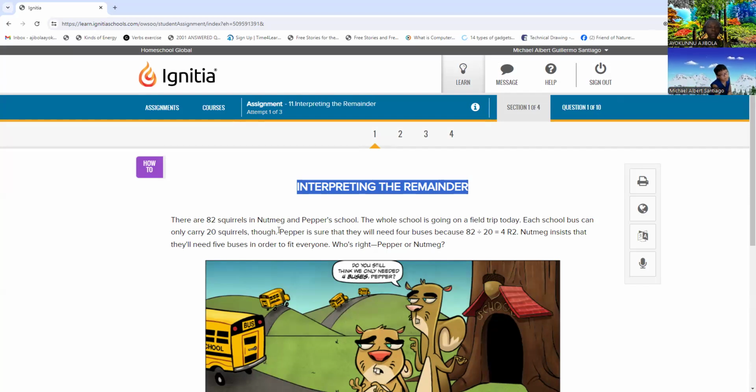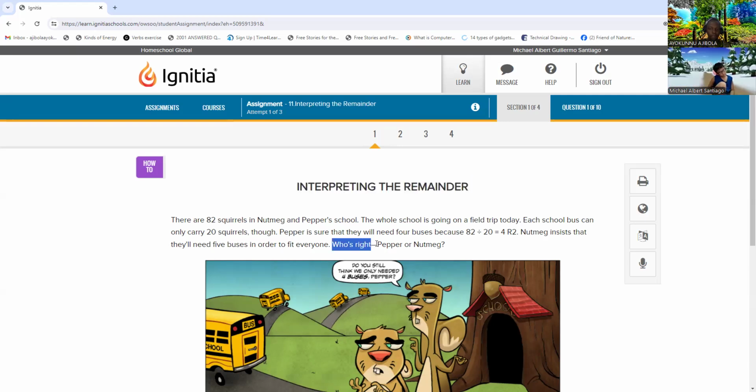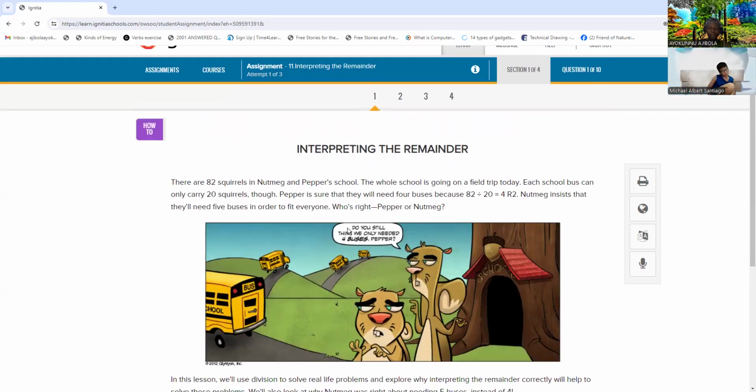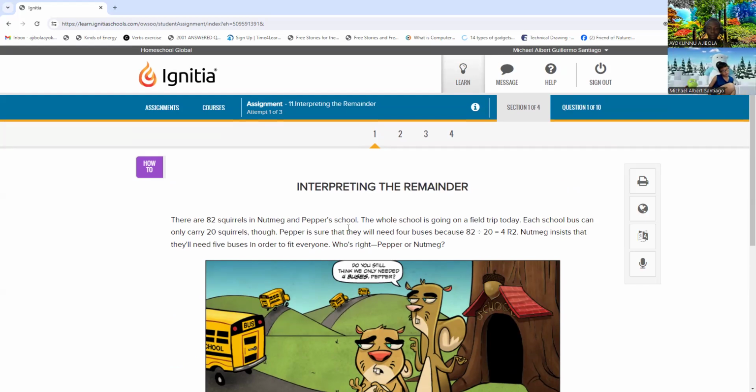Pepper is sure that they will need 4 buses because 82 divided by 20 is 4, remainder 2. Nutmeg insists that they will need 5 buses in order to fit everyone. Who is right, Pepper or Nutmeg? Yeah, who is right? Pepper. Why do you say Pepper?